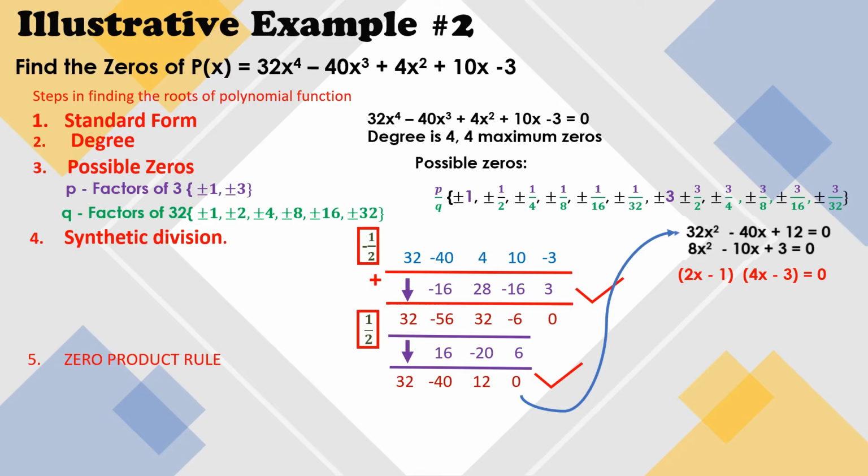So we will have 2x minus 1 times 4x minus 3 equals 0. We use the zero product rule. So we will have 2x minus 1 is equal to 0. Solving for x, we will have 2x equals 1. Divide both sides by 2. Then x is equal to 1/2.